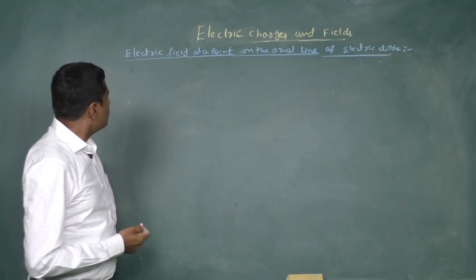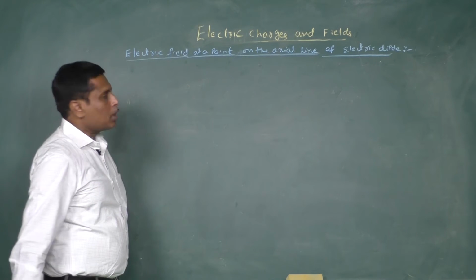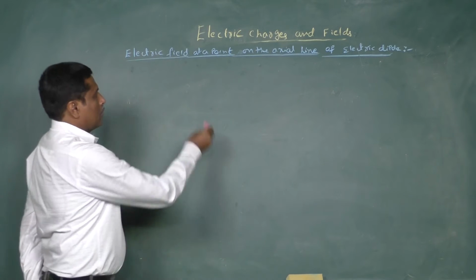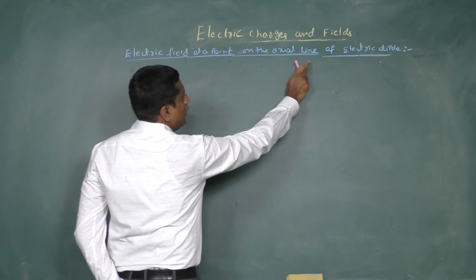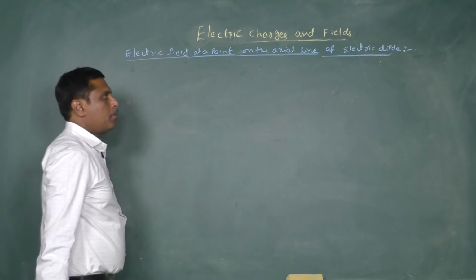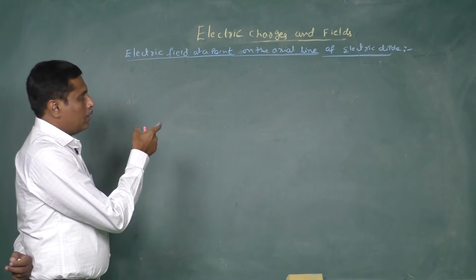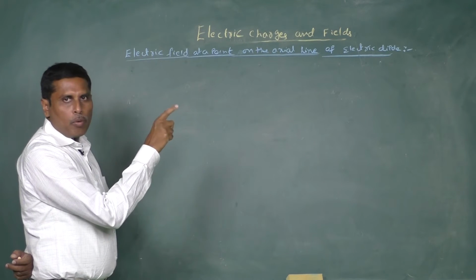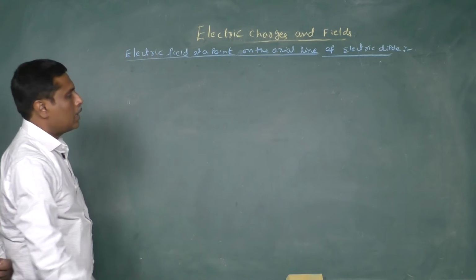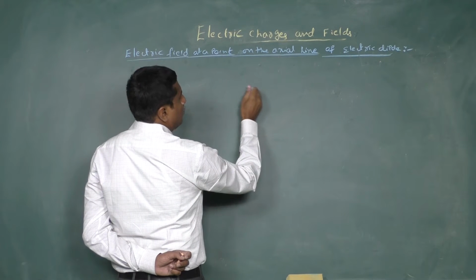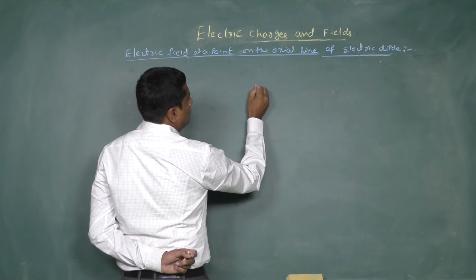The next topic is electric field at a point on the axial line of an electric dipole. That is, we have to find the electric field intensity at a point on the axial line of the electric dipole. So here I am taking an electric dipole system.